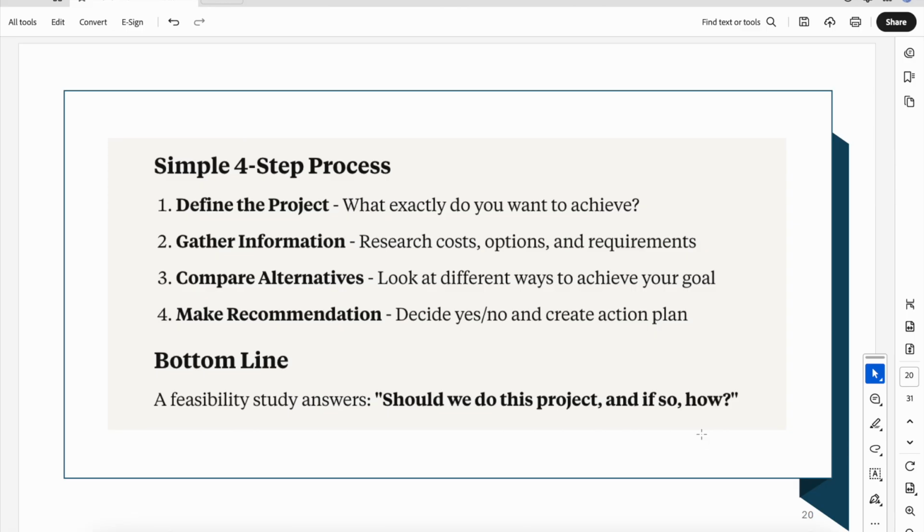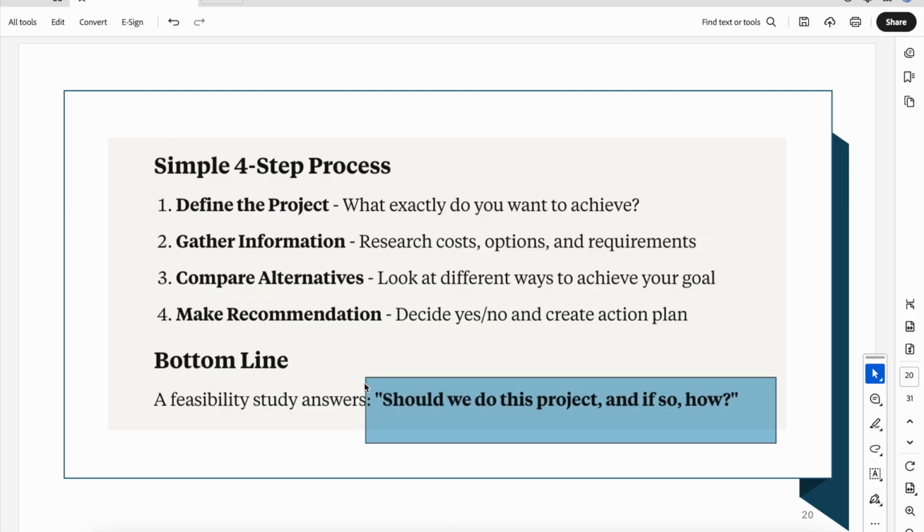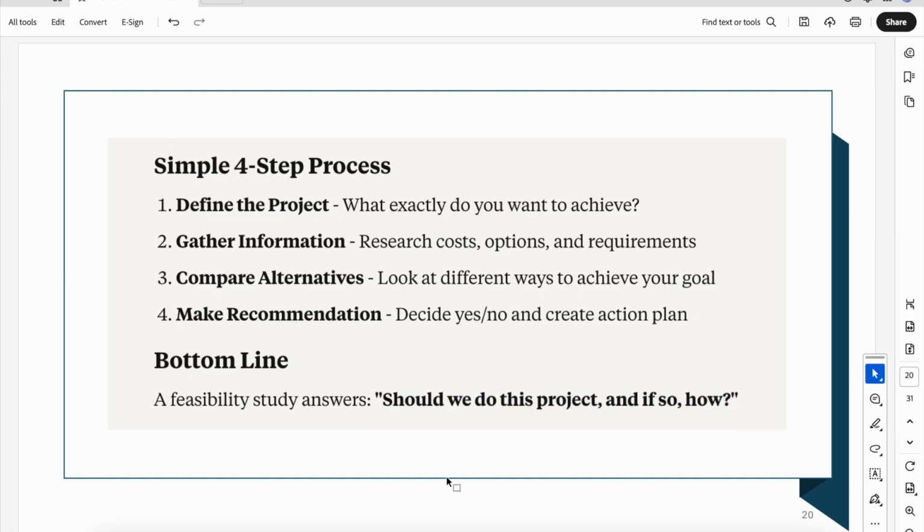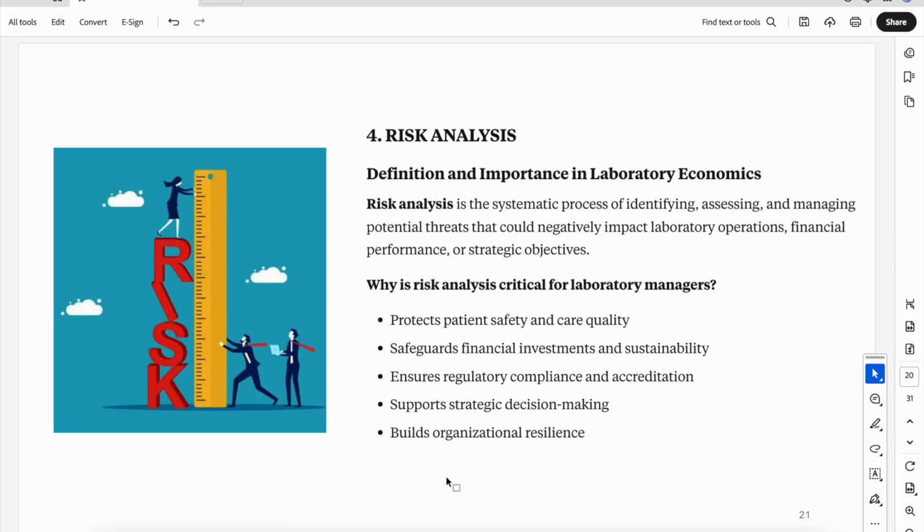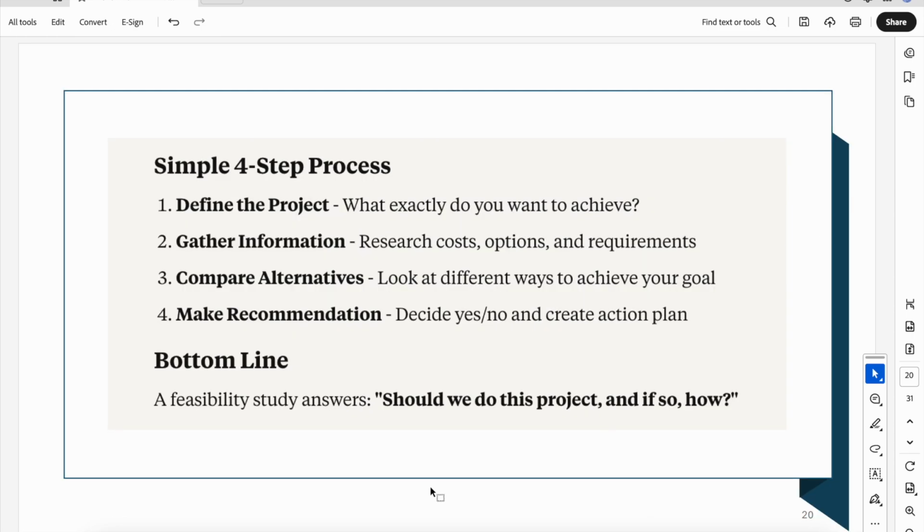So the bottom line is, a feasibility study answers one fundamental question. Should we do this project? And if so, how? The study provides the evidence and analysis needed to make informed decisions and gain stakeholder support for your recommendations.